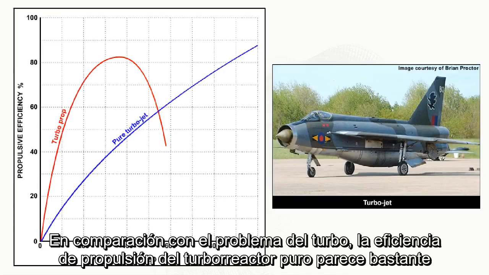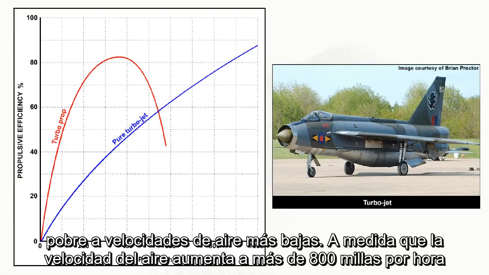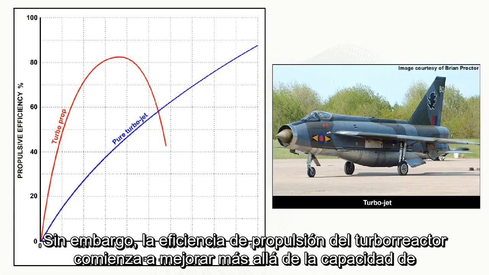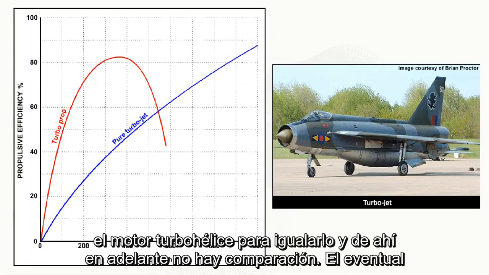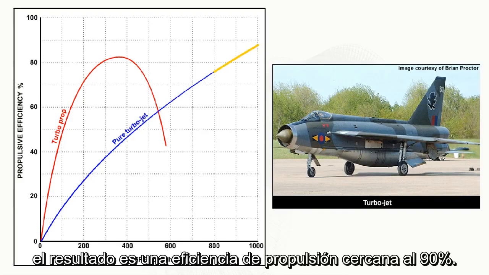In comparison with the turboprop, the propulsive efficiency of the pure turbojet appears quite poor at the lower airspeeds. As the airspeed increases in excess of 800 miles per hour, however, the propulsive efficiency of the turbojet starts to improve beyond the capability of the turboprop engine to match it, and from then on there is no comparison, the eventual outcome being a propulsive efficiency close to 90%.